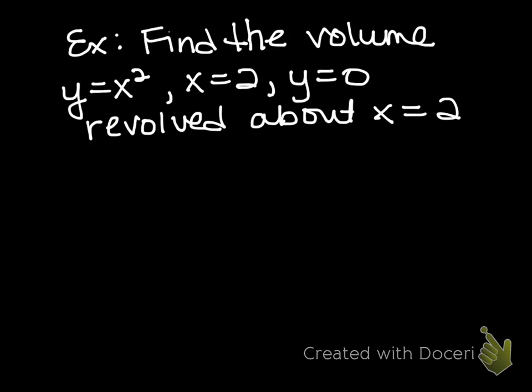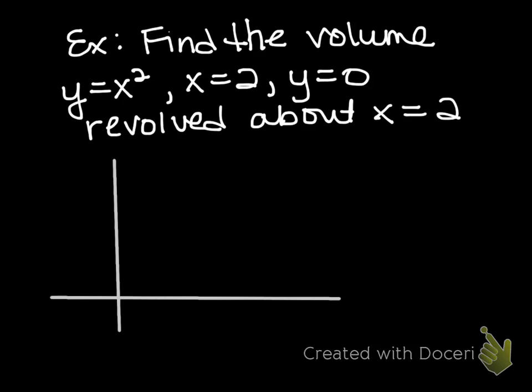Okay, so then our final example, we are going to do a similar problem, but this time we're going to revolve around the line x equals 2. So now we have a vertical axis. The area is going to be bounded by y equals x squared, x equals 2, and y equals 0. So let's go ahead and get a sketch of our solid.